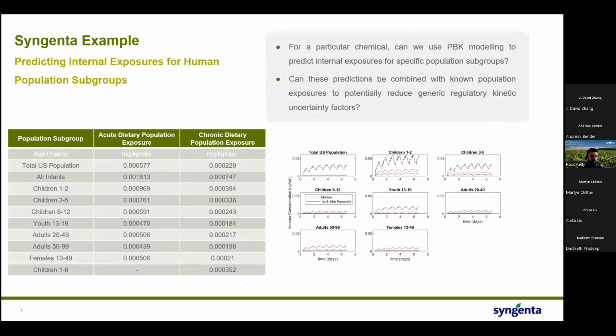So we have a particular chemical where we have a series of acute and dietary operator exposures for population subgroups. We also have some in vitro data for rat and human, and we have some in vivo rat data as well. And then we're going to combine all this and try and do something useful with it.